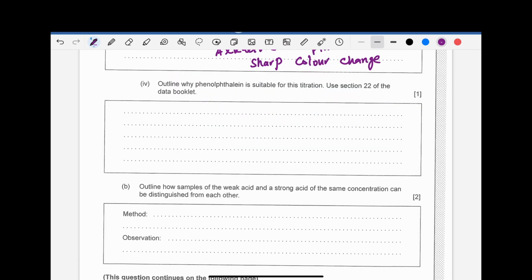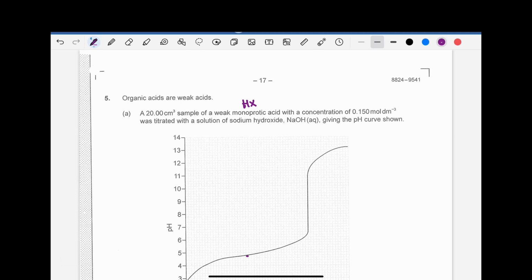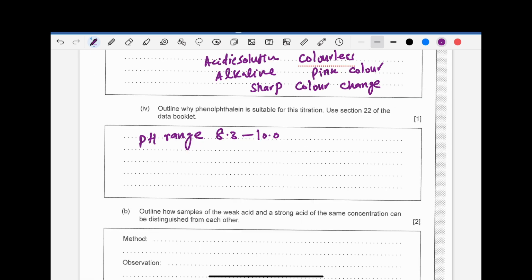Outline why phenolphthalein is suitable for this titration. Use section 22 of the data booklet. If we look in section 22 of the data booklet, phenolphthalein has a pH range of 8.3 to 10.0. This titration is between a weak acid and a strong base, and our equivalence point is greater than 7. If we go back and look, our equivalence point is somewhere near 9, because our equivalence point lies in between this range.